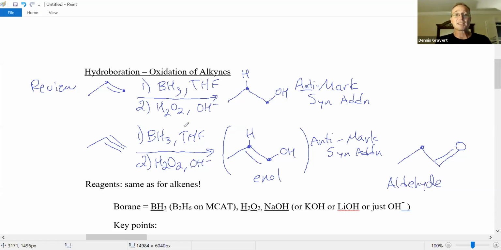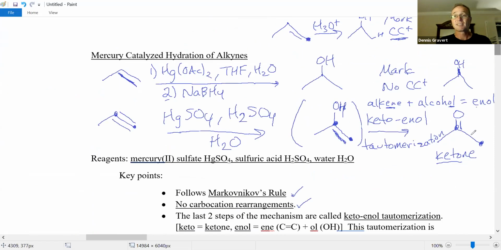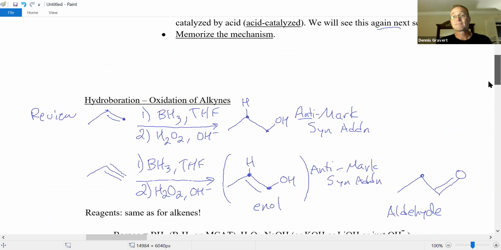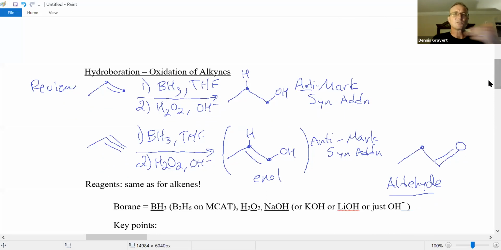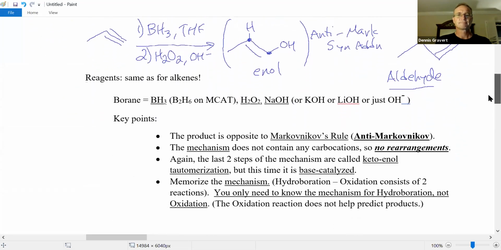If you have a triple bond at the end of a chain, by choice of reagents, you can either make a ketone or you can make an aldehyde from the same starting material, this molecule with the triple bond. That's powerful. You get choices. You can decide, do I want a ketone or an aldehyde? Very cool.